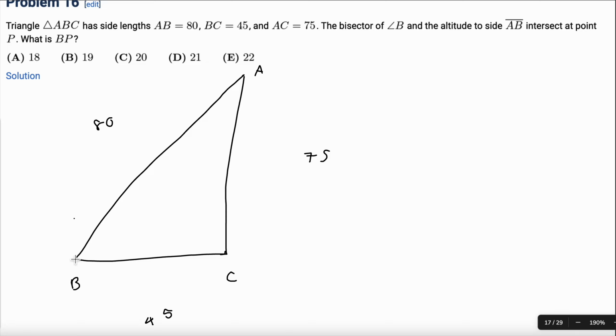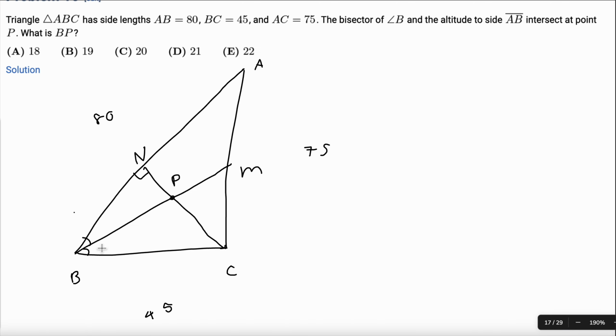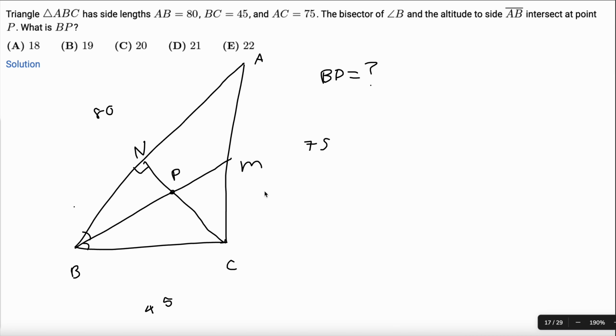And so we have the angle bisector of angle B, and I'm going to call this point M, and we have the altitude from point C, I'm going to call this point N, intersect at point P here. And this is an angle bisector, so I'll just mark that the angles are equal, and we were asked to find what BP equals. So let's just break this down.